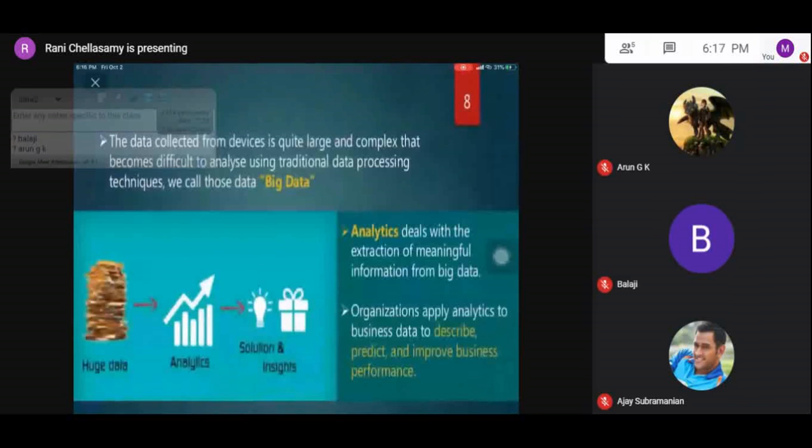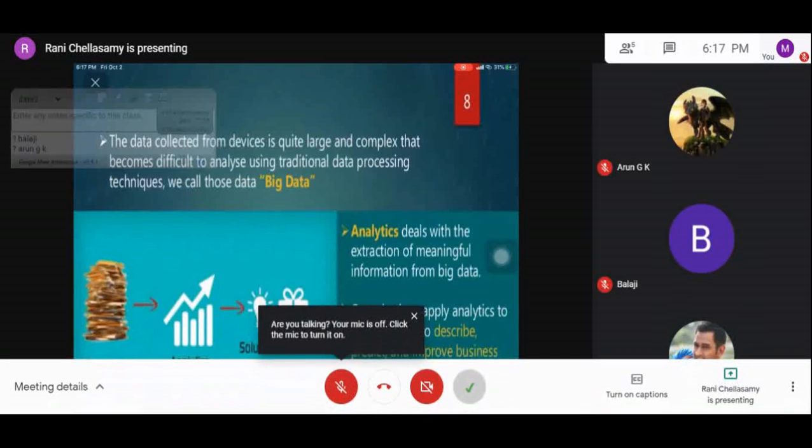The data collected from the devices will be in a large amount or complex, which makes it more difficult to analyze the information using normal data processing. So we call this huge amount of data big data. We can go for analyzing this data with the help of analytics.